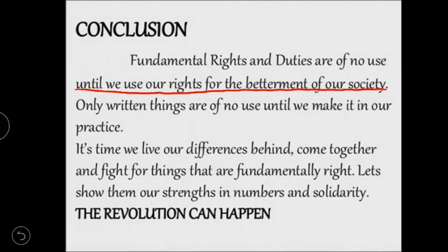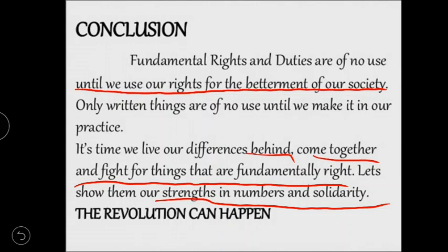So it's time we leave our differences behind, come together and fight for things that are fundamentally rights. Let's show them our strength in numbers and solidarity. Then only the revolution can happen. So it is important, unless you take care of the society and the nation, it will always remain in the written book, that is, the Indian Constitution. So we must be very practical. We must be very particular about judgment, justice, behavior, moral values, and ethical values. So it is important.